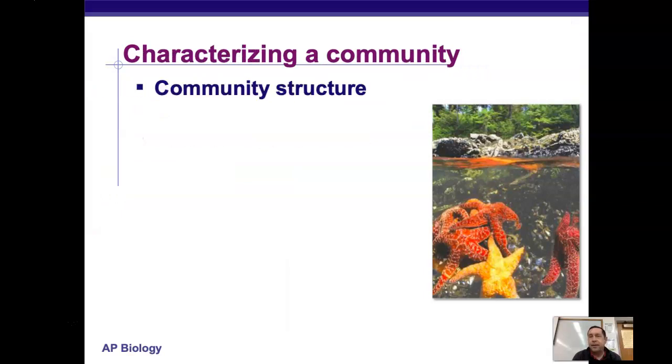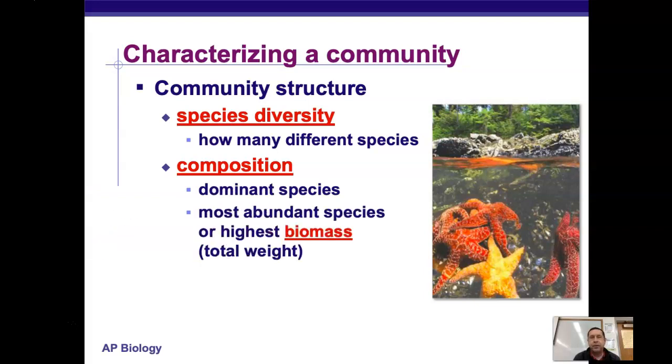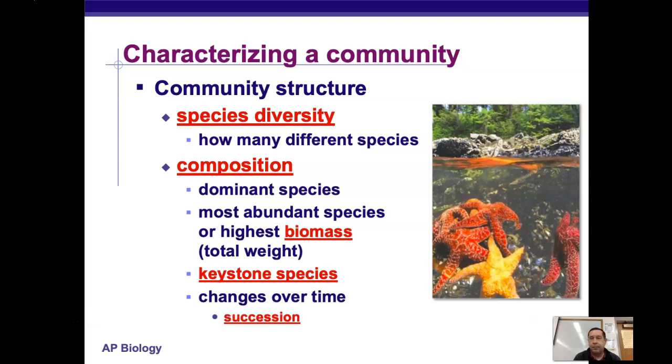So how do we characterize a community? We talk about the structure of the community. We talk about its diversity, how many different kinds of species live there. Its composition. What is the dominant species? What's the most abundant species or the highest biomass species, total weight? Any keystone species that might be there. And the composition changes over time through succession.